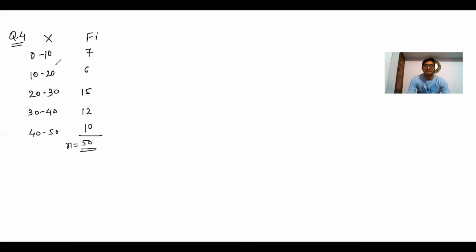Now here you can see that it is grouped data where I am using the fidi method. So our columns will be xi, then di equals xi minus a divided by c, then fi di, and at last fi di square. This last column we get by fi di multiplied by di.